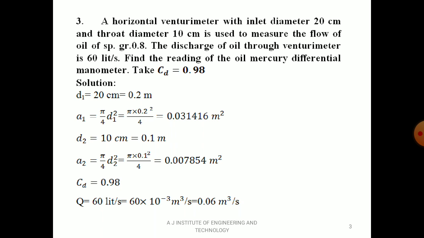And Q, that is discharge or volumetric flow rate, is equal to 60 liter per second. To convert from liter per second to meter cube per second, just multiply by 10 to the power minus 3. So 60 liter per second equals 60 into 10 to the power minus 3 meter cube per second, that is 0.06 meter cube per second. This is the SI unit of volumetric flow rate. It should always be in meter cube per second, so I have to convert from liter per second to meter cube per second.